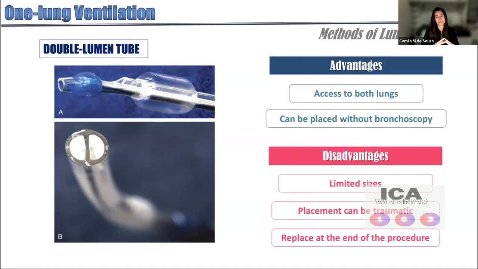And the main disadvantages are, first of all, it comes in limited sizes, which is rarely a problem in the adult population. It is a bulky and bigger tube, so placement can be traumatic or more traumatic compared to a regular single lumen tube. And another big disadvantage is that you will have to replace this tube at the end of the procedure. If the patient remains intubated and requires mechanical ventilation, you need to replace the double lumen tube before transferring this patient to ICU.